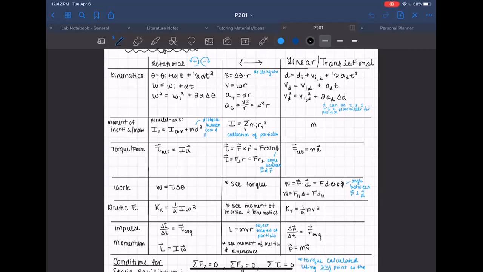Actually, now I kind of want to check and see what he has on your equation sheet. Let me go to Canvas real quick.